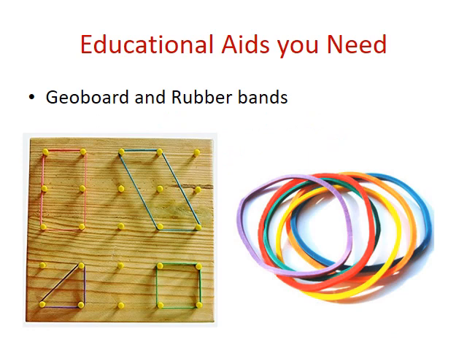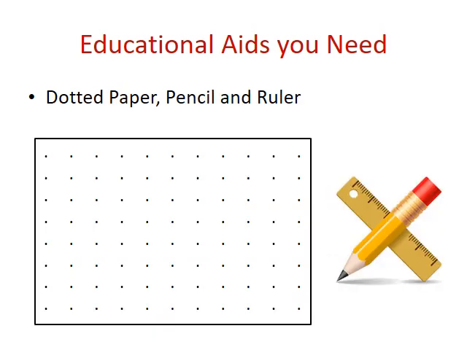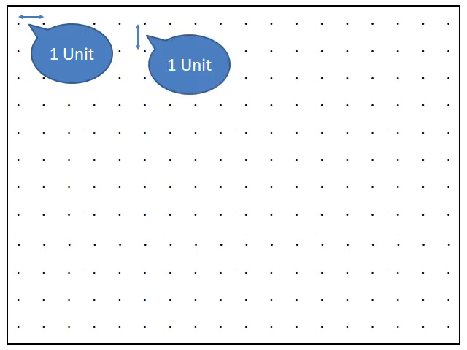Some educational aids that you need: a geoboard and some rubber bands, or you can also use a dotted paper, pencil and ruler. For this video we are going to use a dotted paper. In this dotted paper, the distance between two consecutive horizontal points would be 1 unit, and the distance between two consecutive vertical points would be 1 unit.